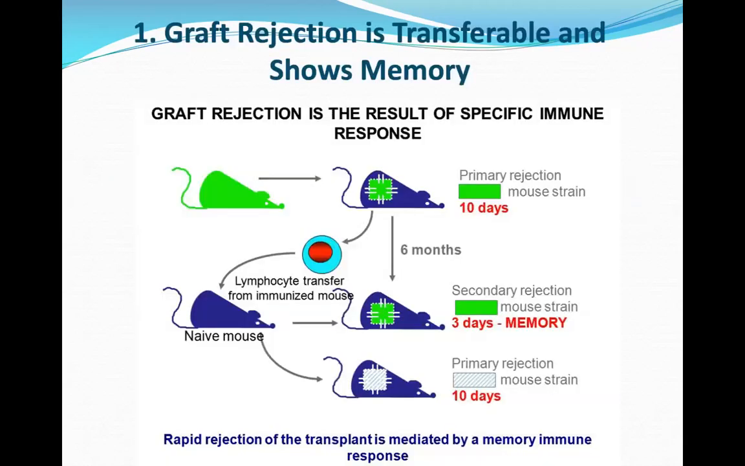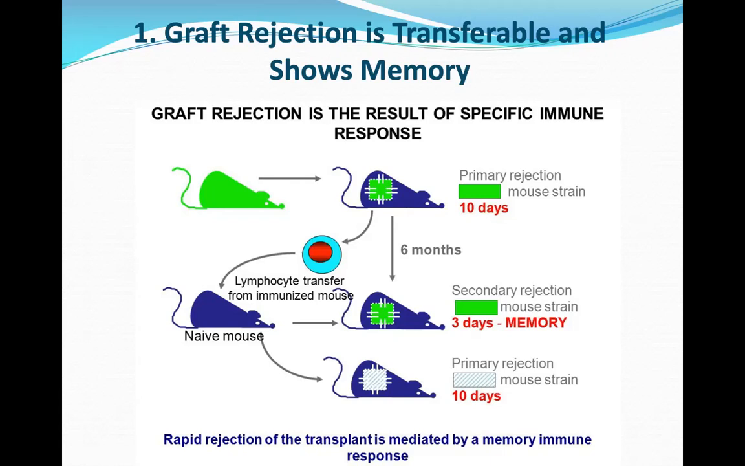It can be shown in this experiment here, where we take two strains of mouse, a green mouse and a blue mouse. If you cut off a bit of skin from the green mouse and graft it onto the blue mouse, you find that after 10 days, that graft starts to necrose. It's not getting enough blood, the tissue gets destroyed, and the graft falls off. And that takes up to 10 days.